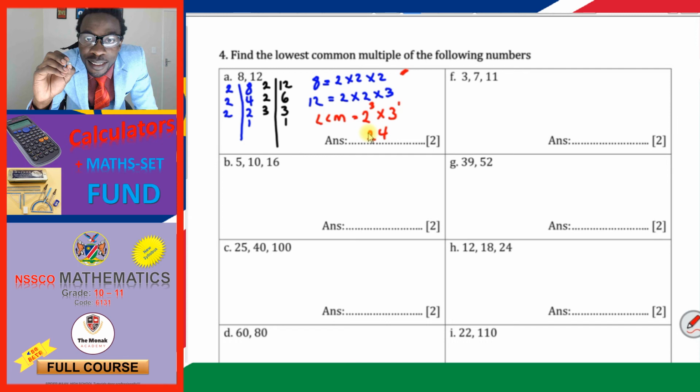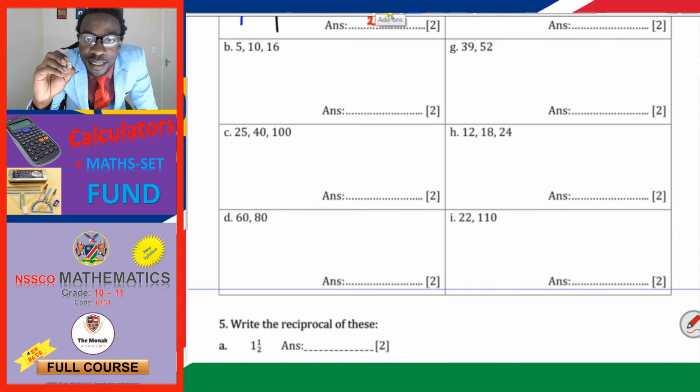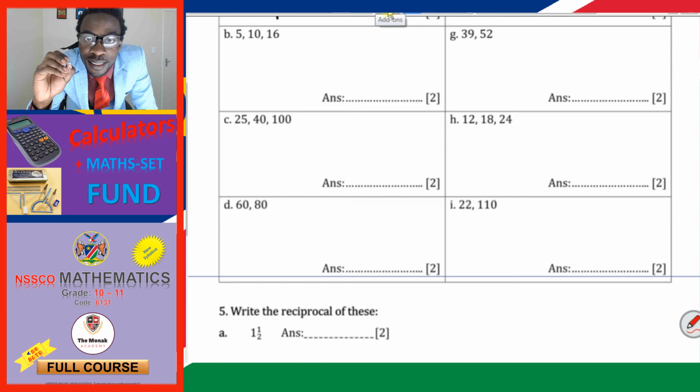Alright, I think to illustrate the point better of lowest common multiple, we attempt C and D. We start with 25. We know 2 doesn't work, 3 doesn't work, so we start with 5. 5 goes there 5 times, and then 5 goes there once.